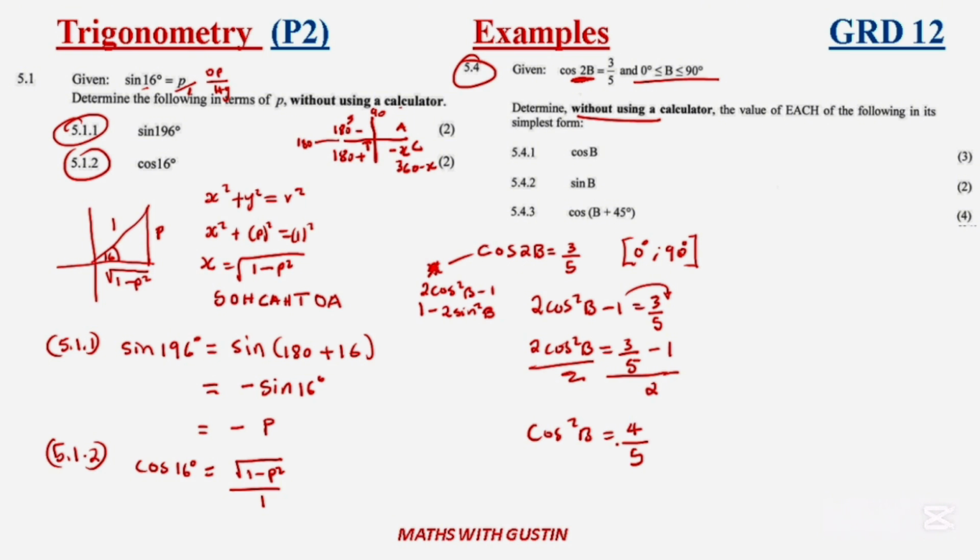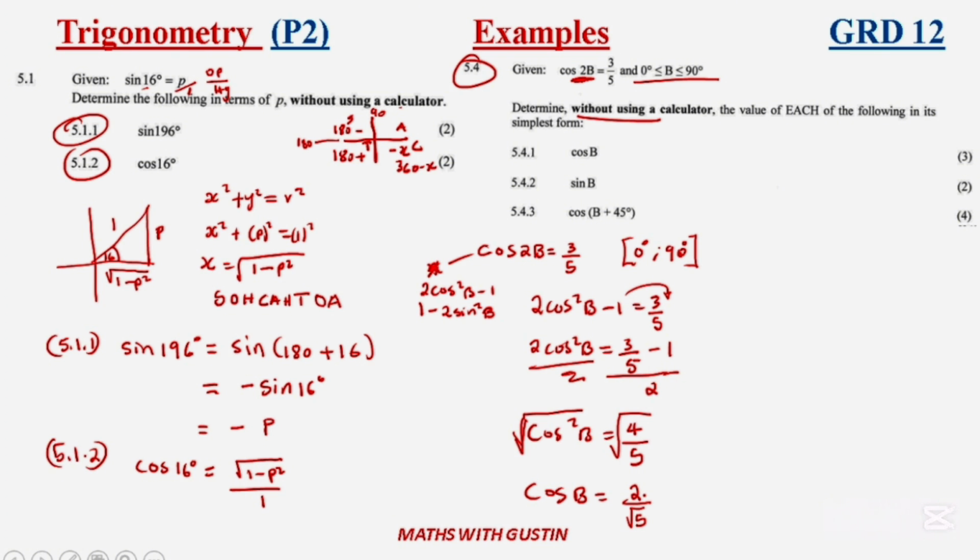Therefore we just need to take the square root of both sides so that we're left with cos beta alone. So cos beta is equal to the square root of that, which gives us 2, since the square root of 4 is 2, all over the square root of 5. Okay, and that's how you deal with a question like this one.